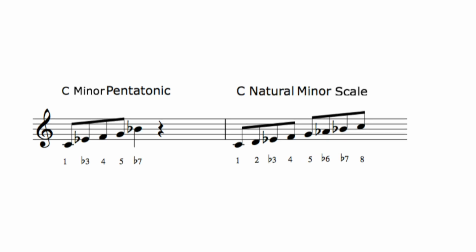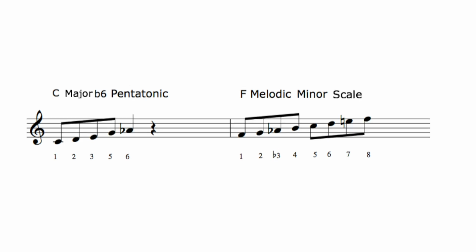The minor pentatonic is the 1, 3, 4, 5, 7 of the scale. Okay, so the first note, third note, fourth note, fifth note, and the 7th note, which is a flat 7. So it would be 1, flat 3, 4, 5, flat 7. The C major flat 6 pentatonic is 1, 2, 3, 5, flat 6. So in C, it would be C, D, E, G, A flat.